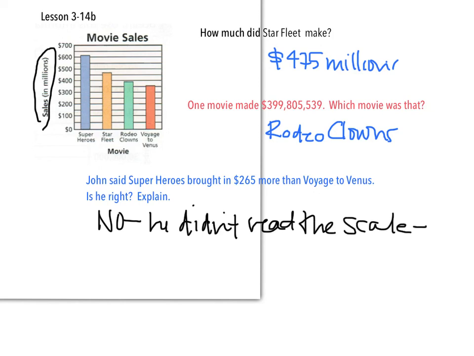The scale is in millions, meaning there would be no way they'd just be a $265 difference. Now, there's probably close to a $265 million difference, but in this case, he just said $265. All right, so that's looking at a bar graph. In the next video, we're going to look at a double bar graph, and then in the final video, you're going to get to have practice making your own bar graphs.